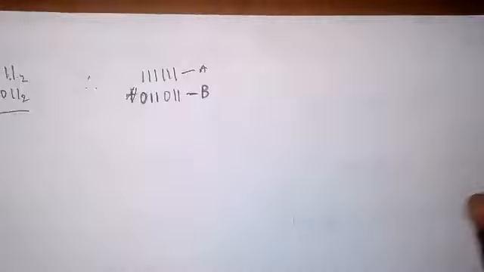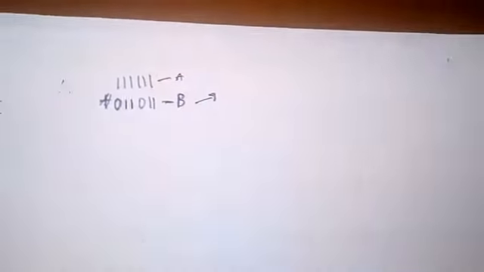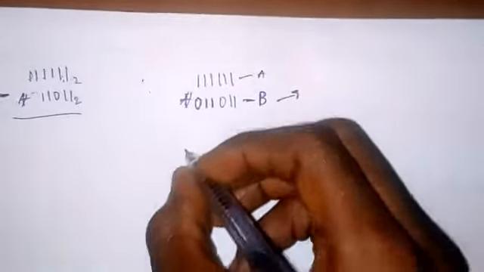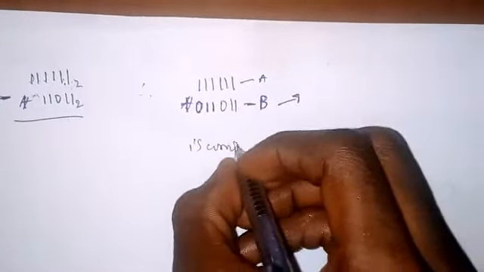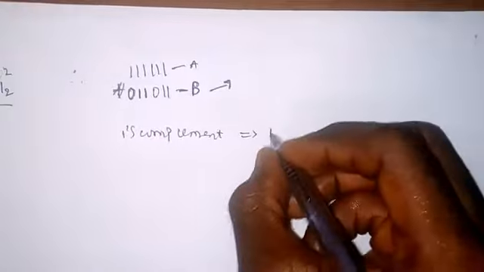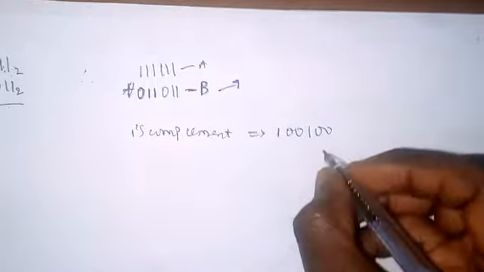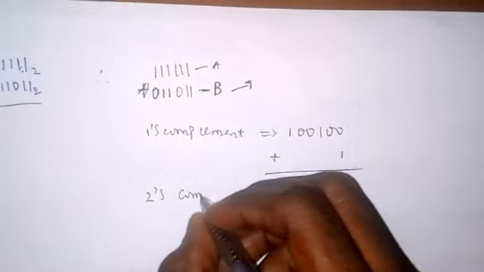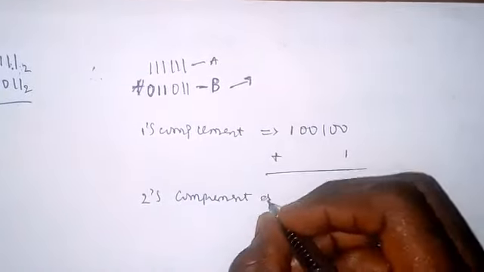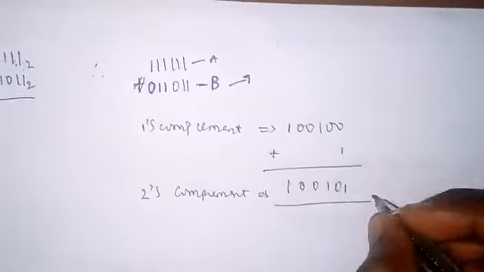You are subtracting B from A. You are going to find the second complement of B, and you have to find the first complement of B before finding the second complement of B. The first complement, some people call it 1's complement, is going to be 1 0 0 1 0 0, and the second complement, which I've earlier discussed, you're going to add this with 1, which will give you 1 0 1 0 0 1. This is the second complement.